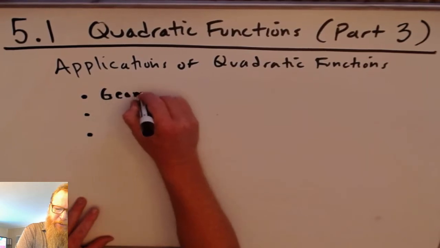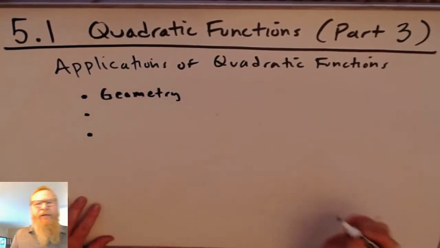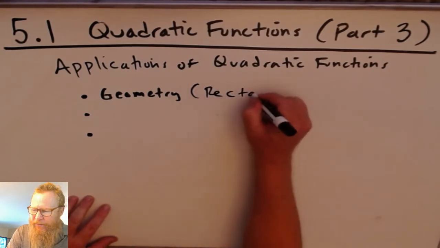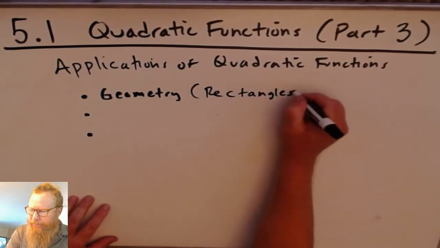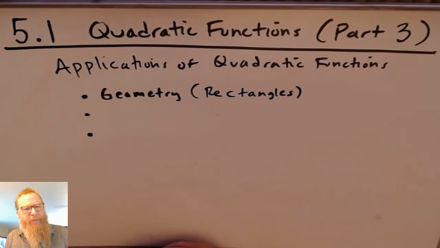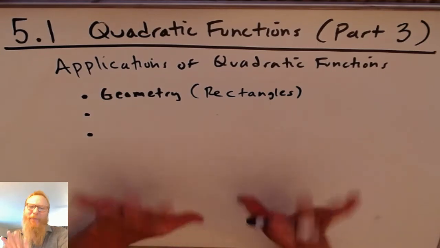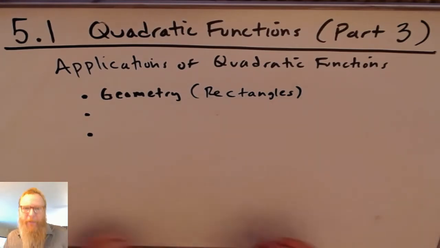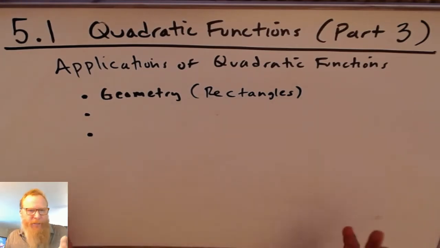We're going to talk about geometry applications, in particular rectangles. Although there are other geometric properties and applications and word problems, if you want to call them that, involve other shapes, but I'm just going to limit it to rectangles. Oh, that also includes squares, by the way. A square is a special type of rectangle.